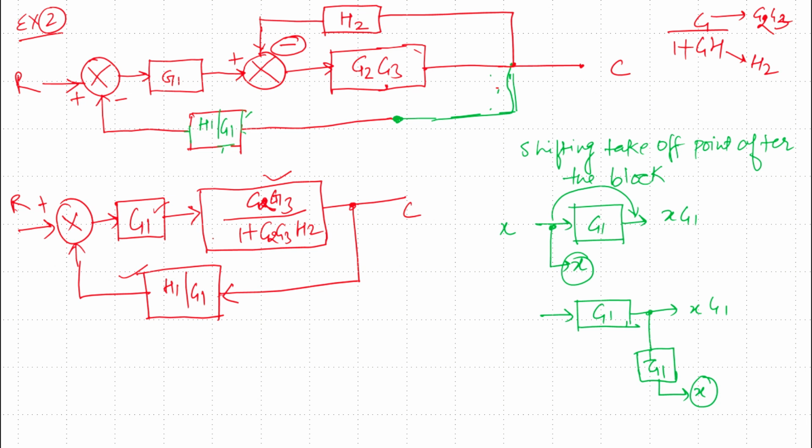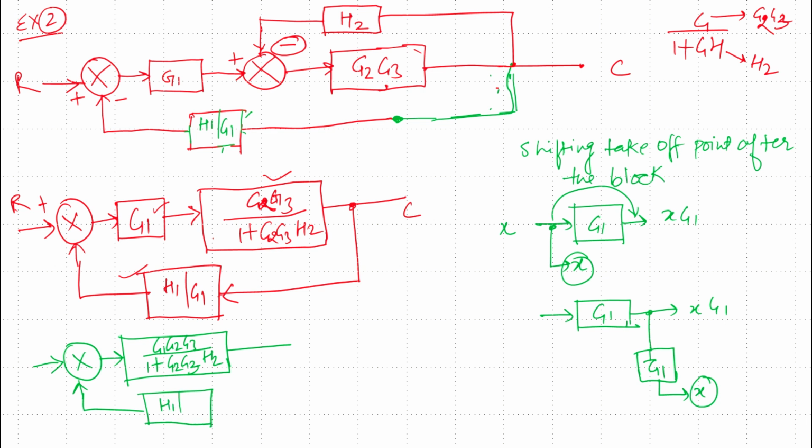So let me again redraw this equivalent diagram. Remember, you need to redraw again and again after applying the reduction rules in order to get the final transfer function. The overall gain in this case is G1, G2, G3 divided by 1 plus G2, G3, H2, and in the feedback we have H1 by G1. This is the input signal, this is the output signal.